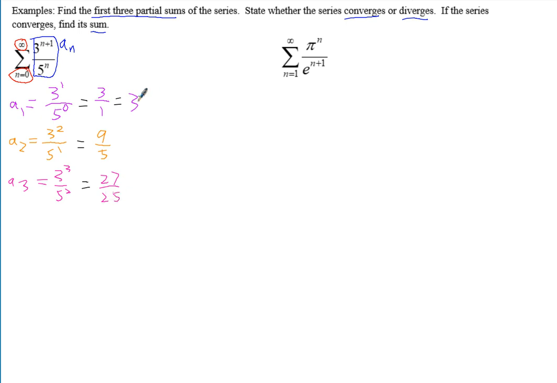So now, before I write down the first three partial sums, let's look at these three. Here are the first three terms: 3, 9/5, and 27/25. So to go from 3 to 9/5, and then 9/5 to 27/25, you multiply the numerator by 3 and the denominator by 5. So the common ratio here is 3 over 5, and that is between -1 and 1. So because of that, this series converges.